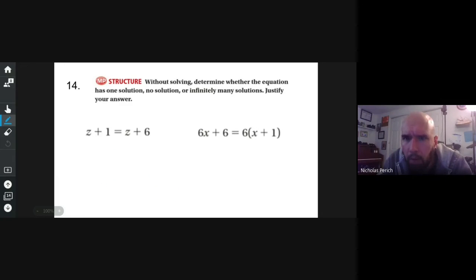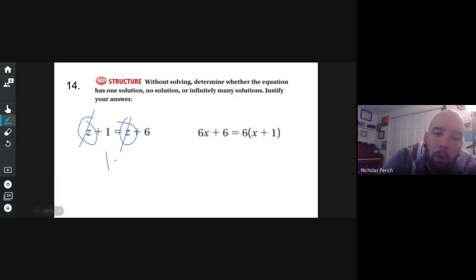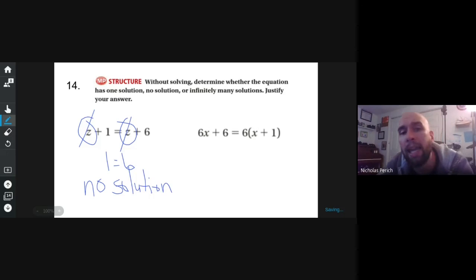Without solving, determine whether the equation has one solution or no solutions or infinitely many solutions. Without solving, I could do this. See the z on the left and see the z on the right? They're the same z, which means they'll go away. And when they go away, I'm going to have 1 equals 6. Are they the same number? No. So will it have one solution, no solution, or infinitely many solutions? No solution. And if I were to write out a paragraph, I would say because the z's would go away and 1 does not equal 6. I'd rather have $6 than $1.